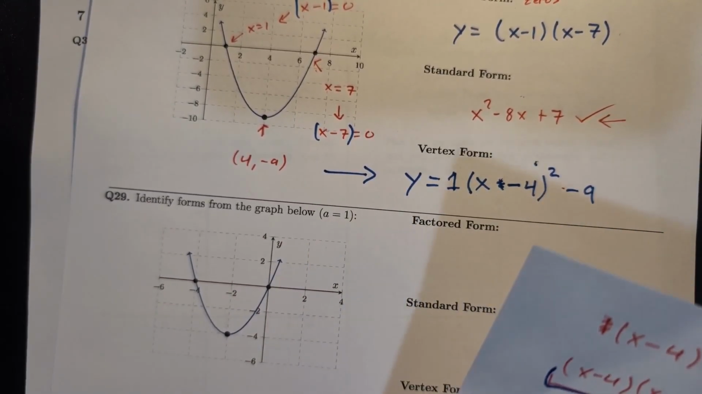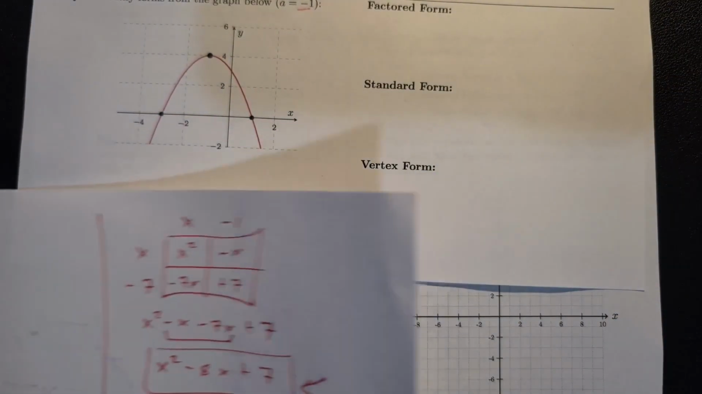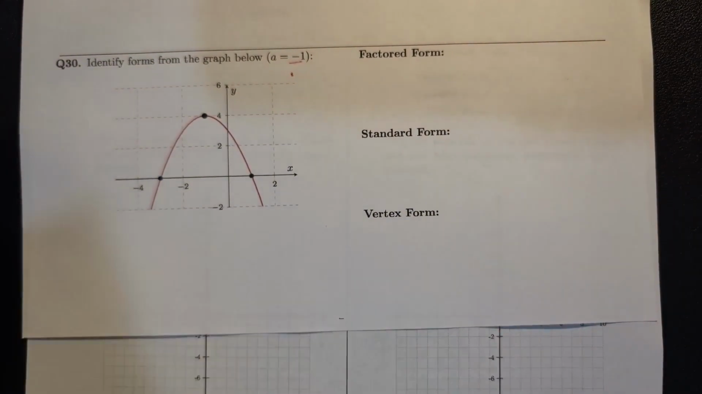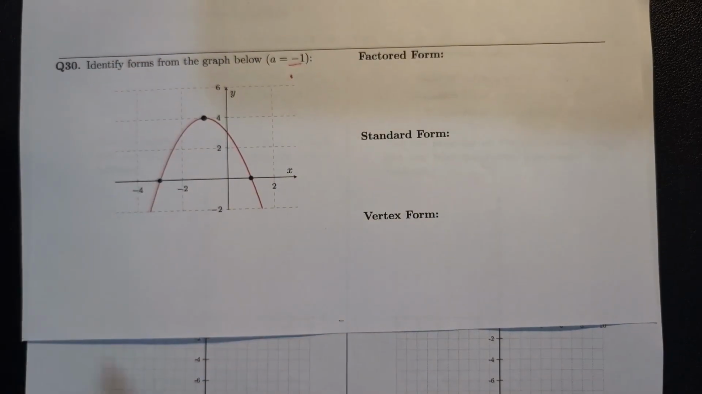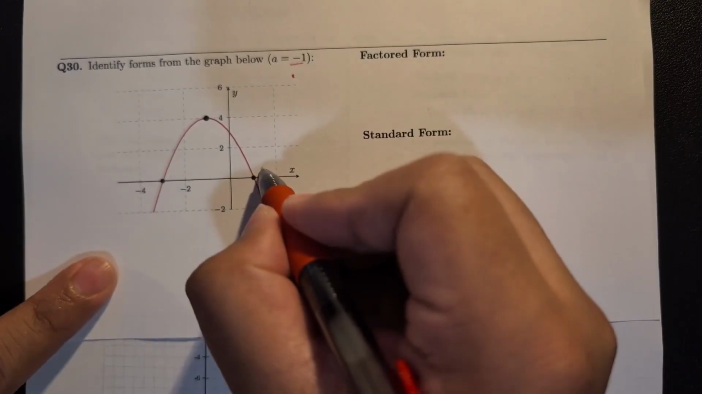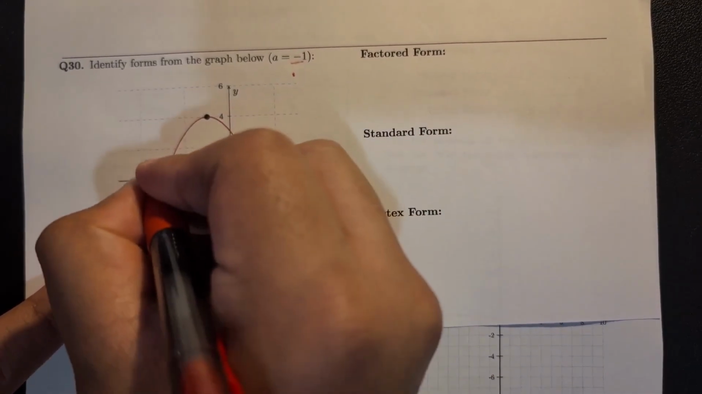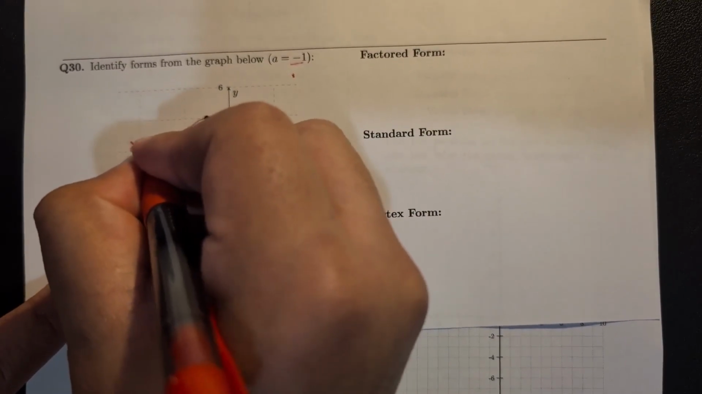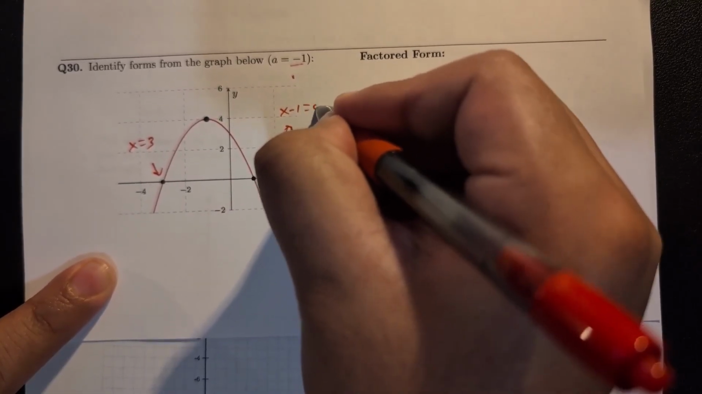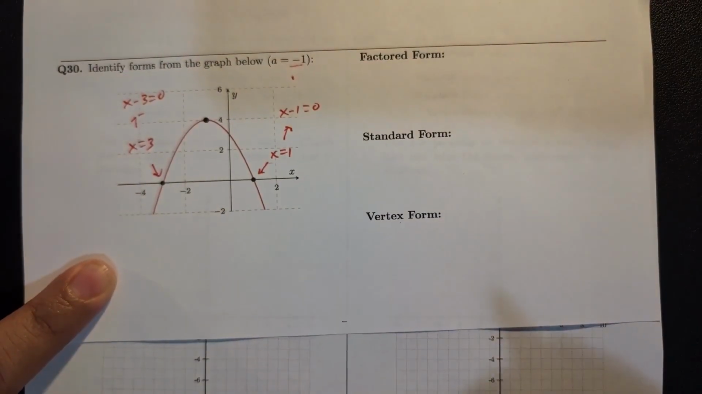Okay, I do want to do question 30 together, mostly because this one has a negative in the very front. So let's see how that's going to change some stuff. We're going to do the same thing. What is my 0 here? This is x equals 1. This one is x equals 3. So set it equal to 0. So x minus 1 is equal to 0. Here, x minus 3 is equal to 0.